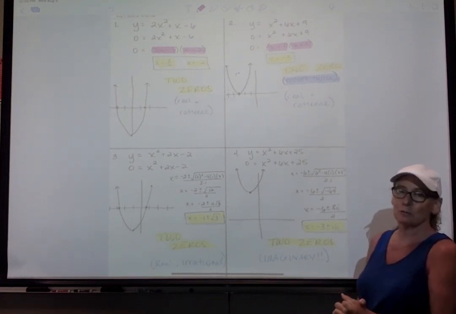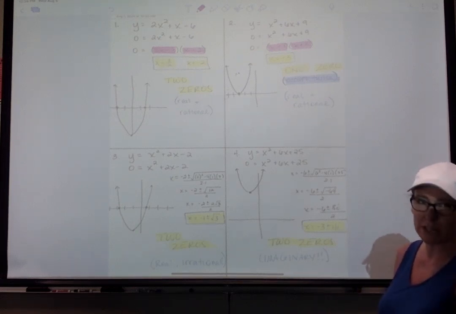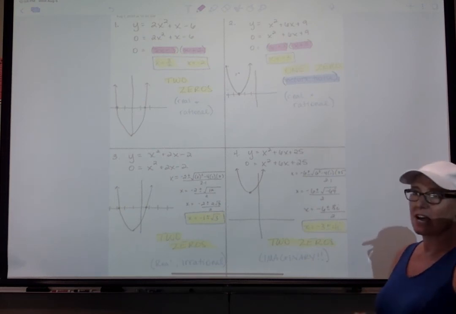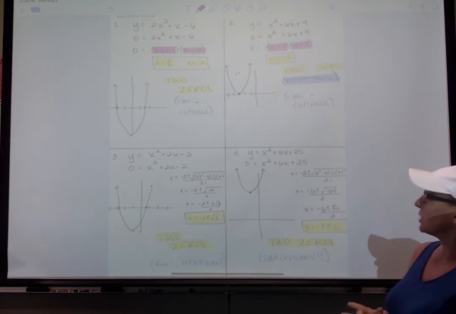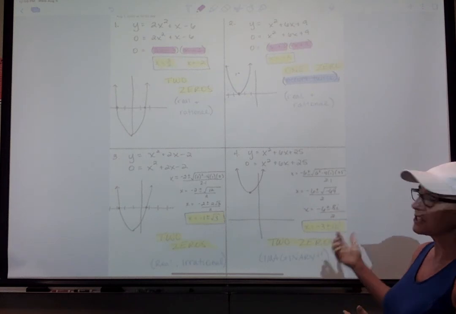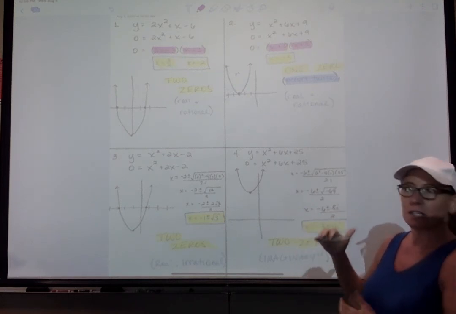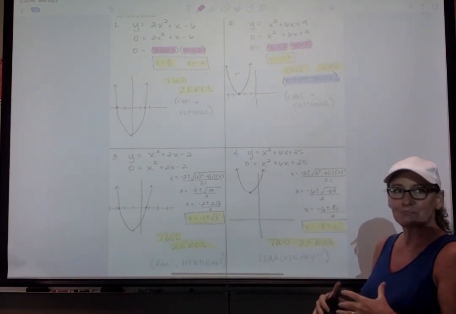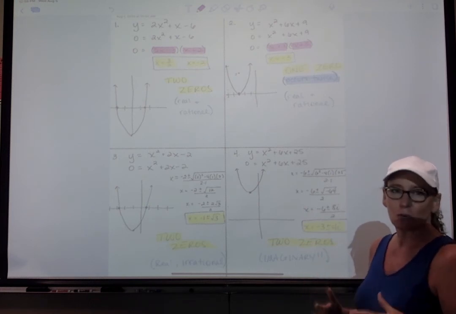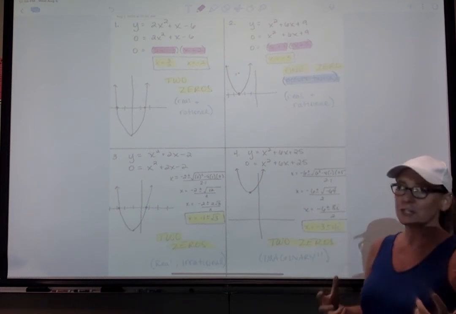Hey guys, I have your notes pulled up for section 2.5 day 1. But before I actually show you and get to those notes, I've given you 4 scenarios on possible solutions to a quadratic equation. And I've drawn a picture for you as well.